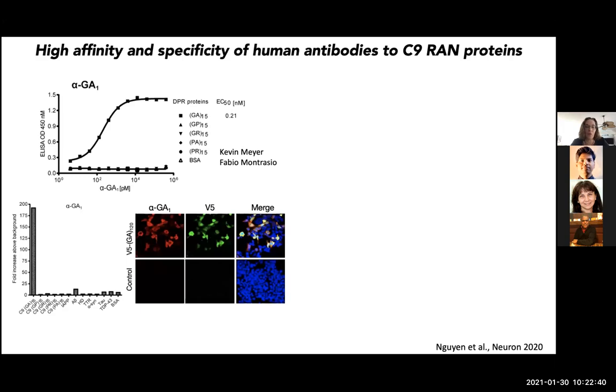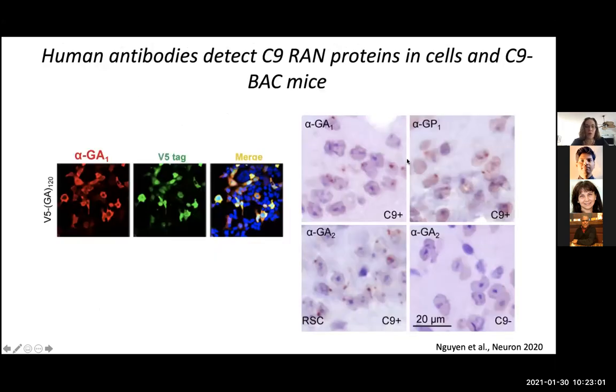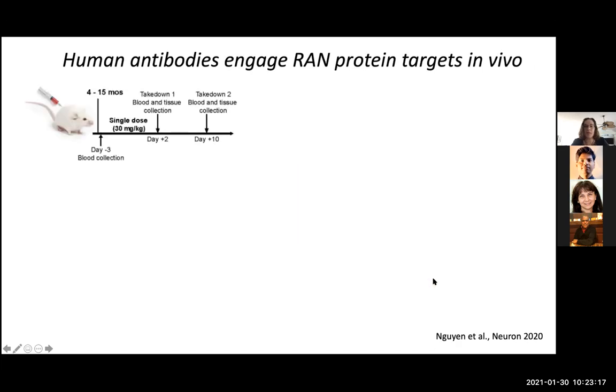And when we express the proteins in cells, they behave much differently. And so we wanted to know if these antibodies will detect the proteins when they're expressed in cells. And of the 20 recombinant proteins that we looked at, we really found 3 that we liked a lot. And those 3 could detect the RAN proteins in cells, but also could detect the RAN proteins that were expressed in our BAC transgenic mice. And no similar staining was found in the non-transgenic littermates.